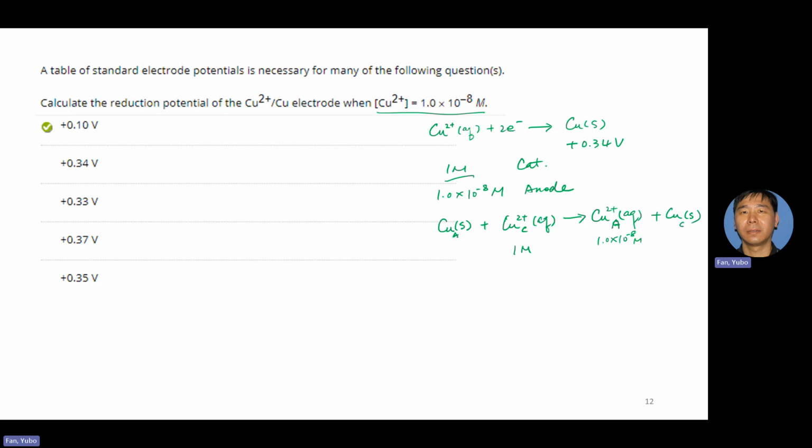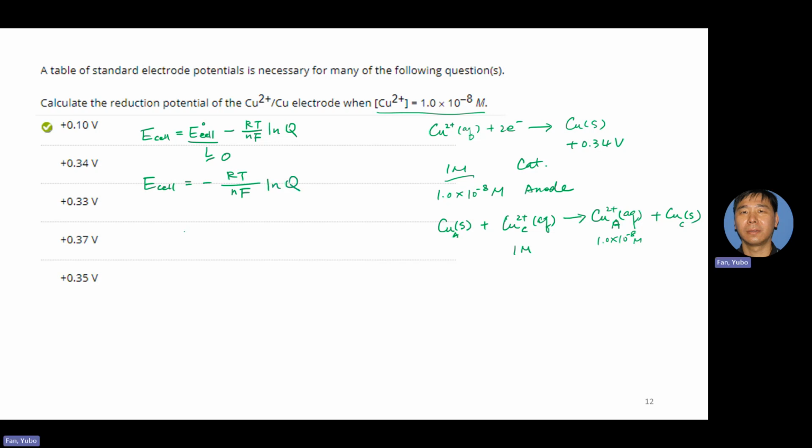All right, then we can use the Nernst equation to do the calculation. So E cell equals E cell standard minus RT over nF log Q. Now, because the anode and cathode reactions are the same, even though one is oxidation, the standard electrode potential difference will be 0. So we can simplify it as E cell equals minus RT over nF log Q.